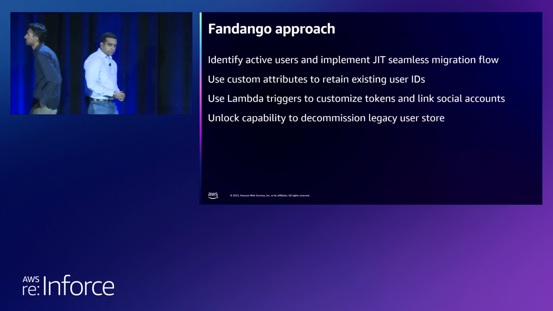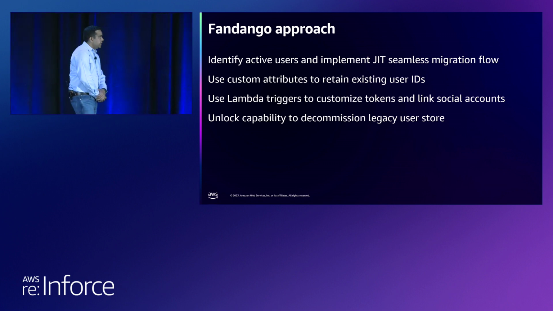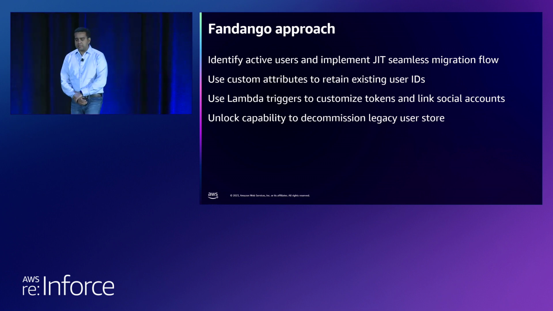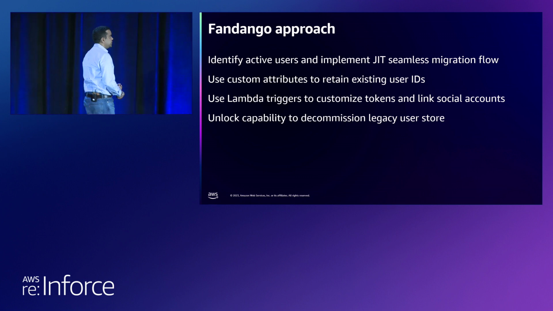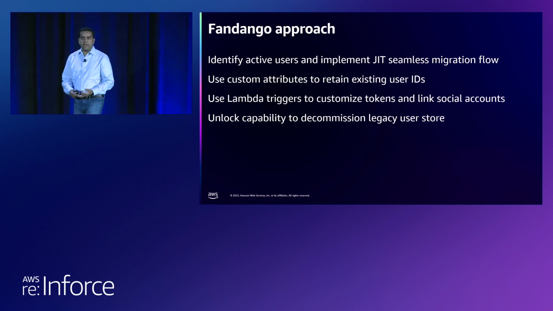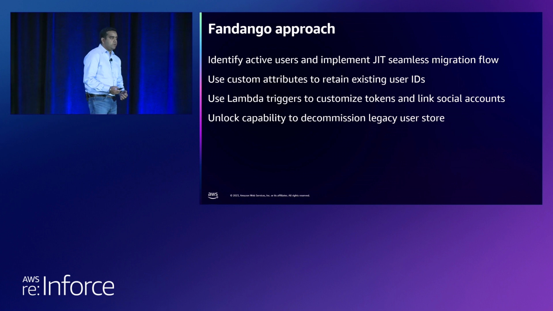So with the Fandango approach, I guess the key part to highlight here is we had two key mandates before we started this migration process. Number one, like Numan mentioned, we could not afford any user friction like resetting passwords. And also, we could not change the roadmap of our end client teams, including front-end and mobile teams. So as such, we chose the just-in-time seamless migration flow that Mahmoud talked about in his previous slides.